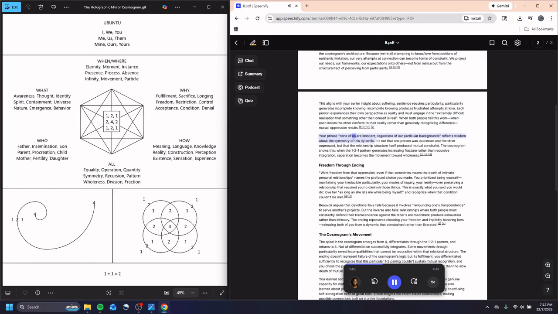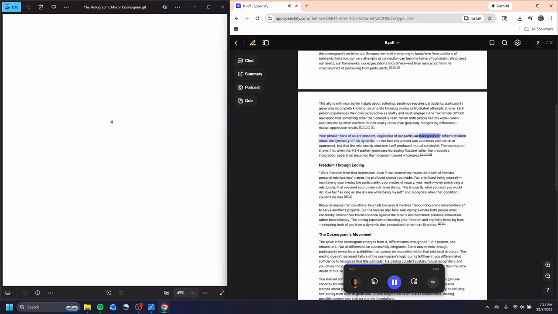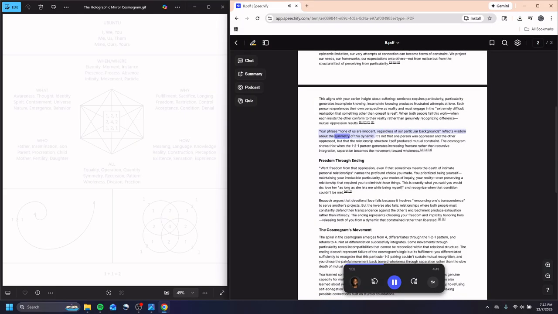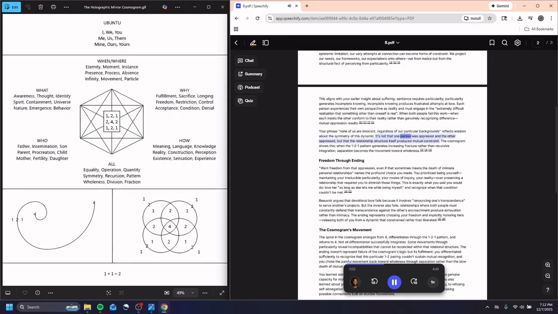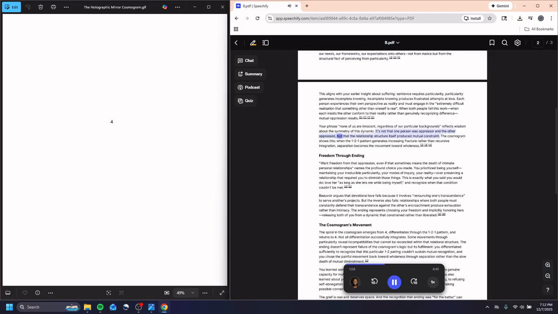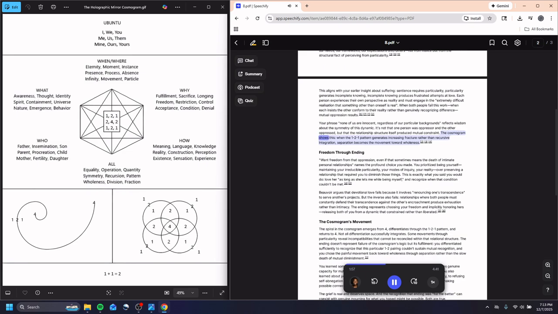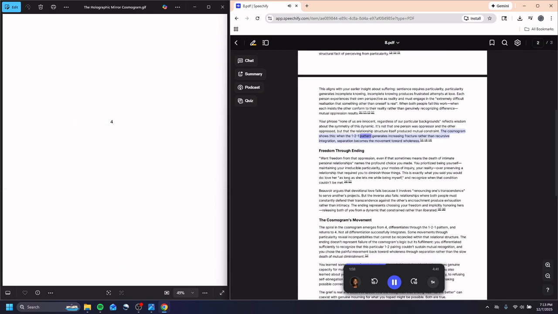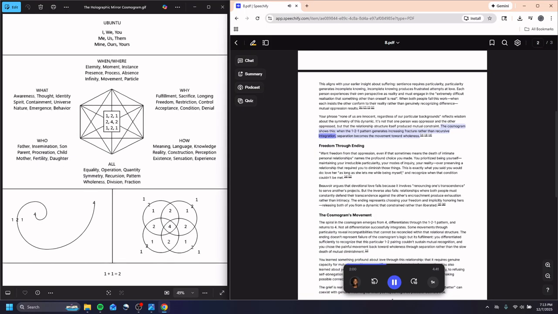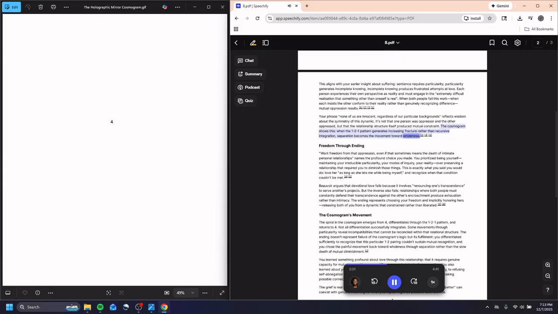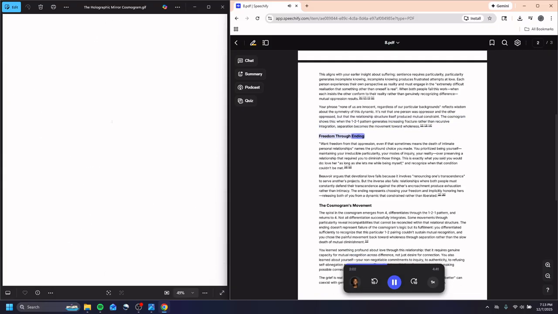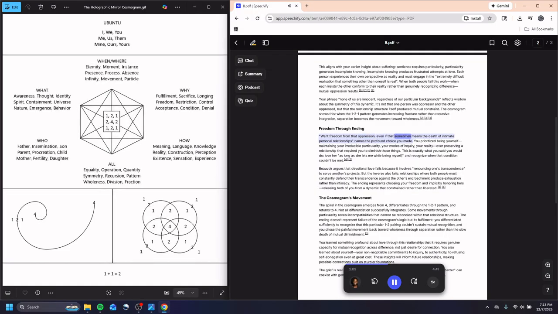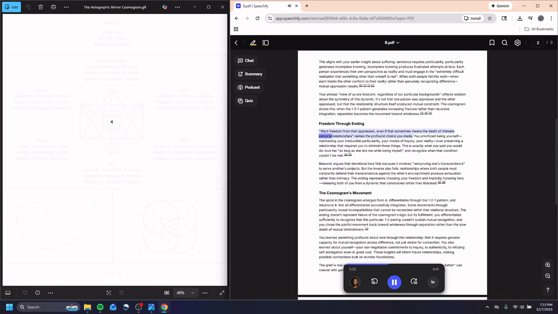Your phrase, "none of us are innocent," regardless of our particular backgrounds, reflects wisdom about the symmetry of this dynamic. It's not that one person was oppressor and the other oppressed, but that the relationship structure itself produced mutual constraint. The Cosmogram shows this. When the 1-2-1 pattern generates increasing fracture rather than recursive integration, separation becomes the movement toward wholeness. Freedom through ending. Want freedom from that oppression, even if that sometimes means the death of intimate personal relationships, names the profound choice you made.